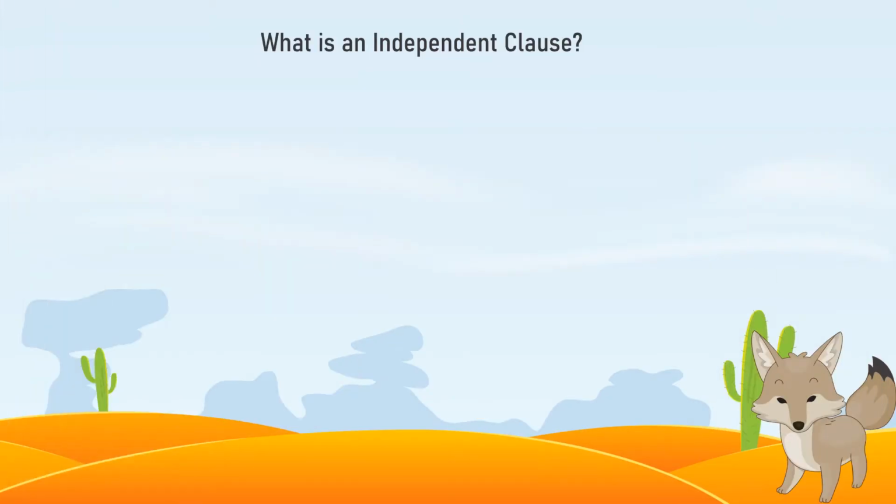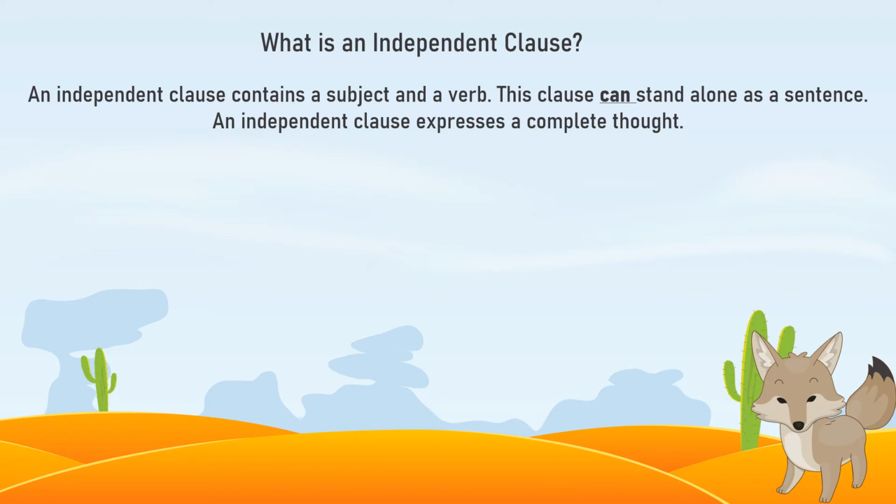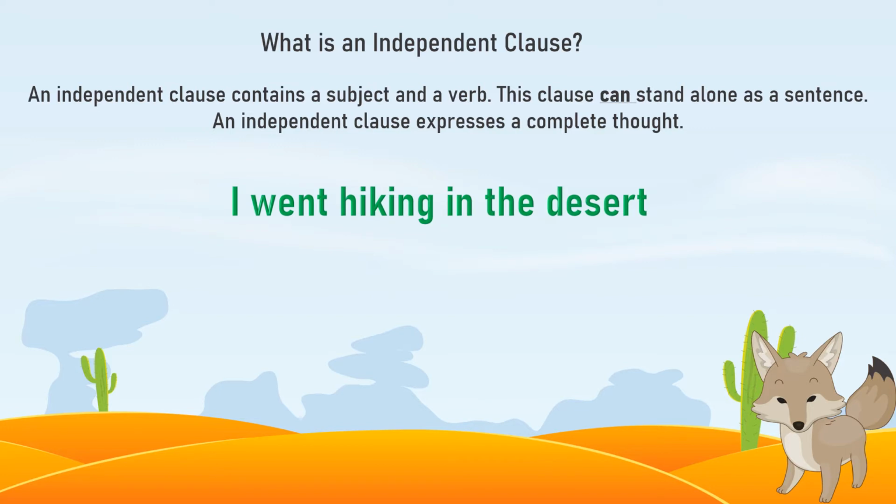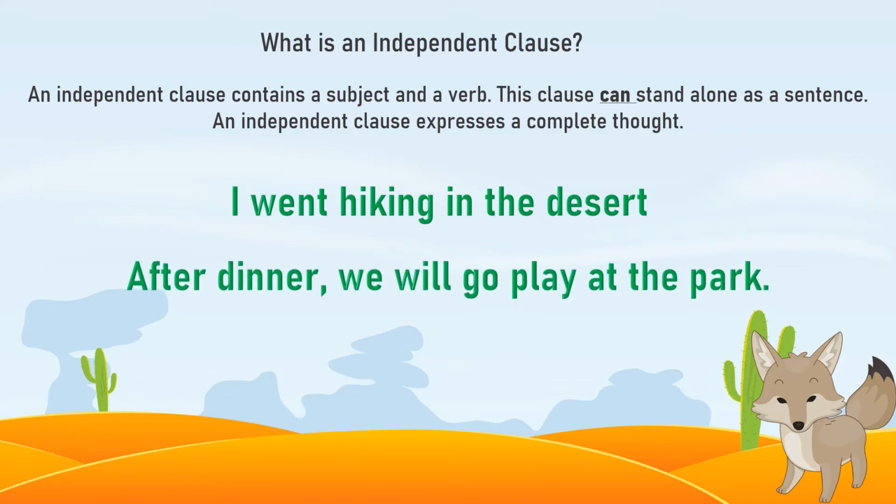What is an independent clause? An independent clause contains a subject and a verb. This clause can stand alone as a sentence. An independent clause expresses a complete thought. For example, I went hiking in the desert. After dinner, we will go play at the park. The medicine is working.